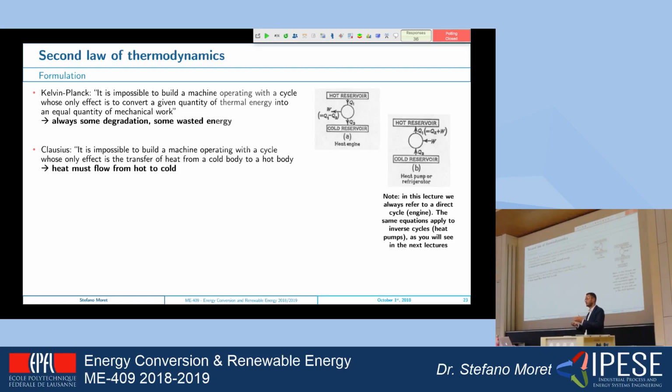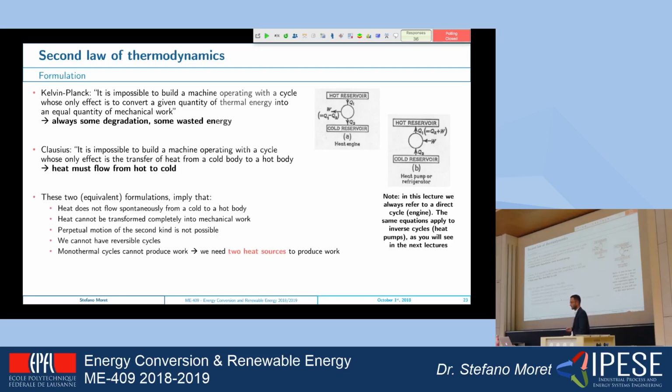So heat can naturally flow from hot to cold. And actually, these machines that we talk about in the second principle, that transfer heat from a cold source to a hot source, are called heat pumps. We don't talk about them in this lecture, but you'll see them in the next lecture. There will be a lecture that tells you how this system works.